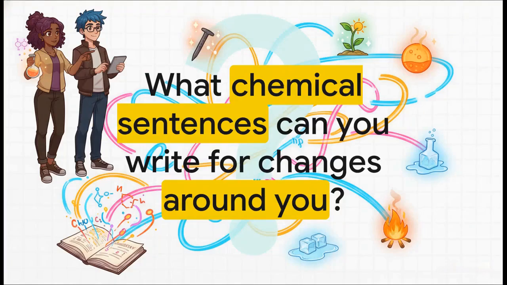So there you have it. We've gone over the clues, the unbreakable law of mass, the puzzle of balancing, and the main story types. You now have the basic toolkit to start reading and writing in the language of chemistry. So here's my challenge to you. Look around. The next time you see something change, food cooking, a firework, anything, just ask yourself, I wonder what the chemical sentence for that story is.